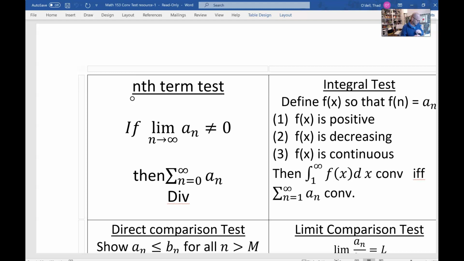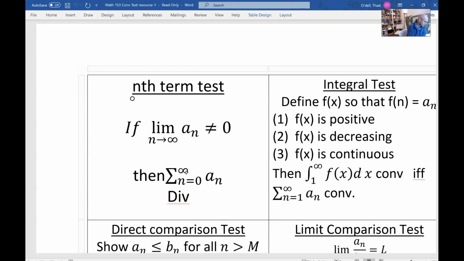Another thing that's unique about the nth term test is you cannot use it to prove convergence. You can only use it to prove divergence. So here's the test. It says if the limit of the sequence, notice there's no sigma notation up front, as n approaches infinity is not 0, that's a crossed out equal sign, which means it's not 0. Or another way to say that is if the limit of the sequence as n approaches infinity is anything other than 0, then you can conclude that the series associated with that sequence is divergent.